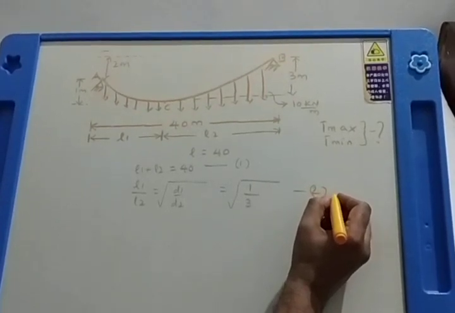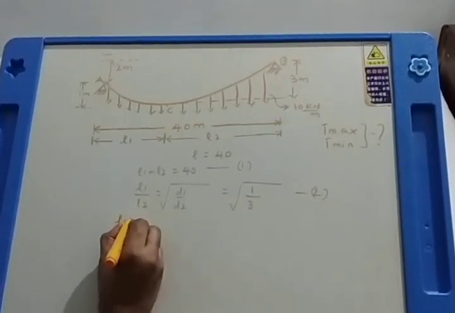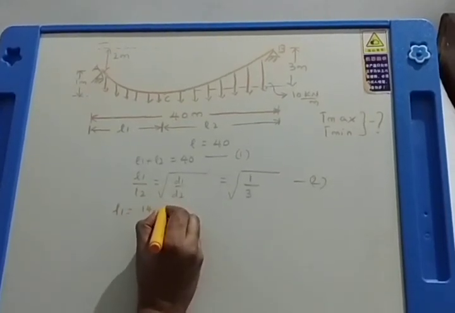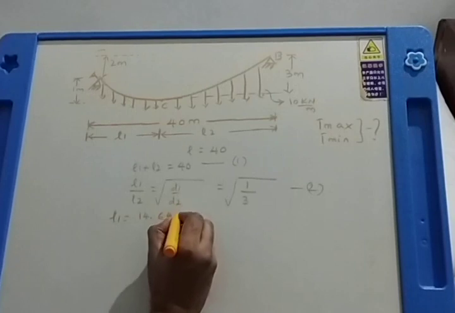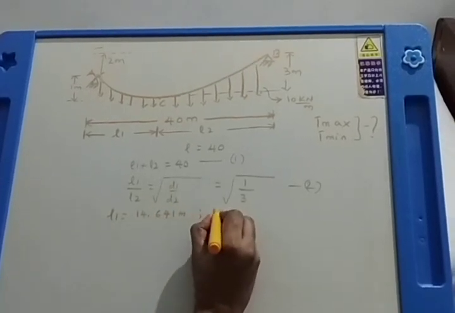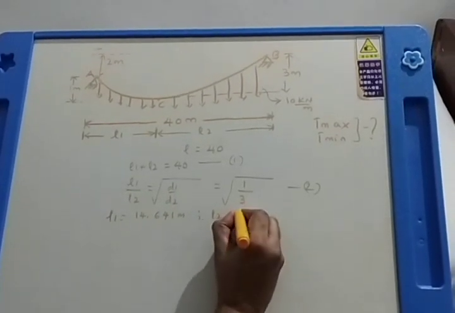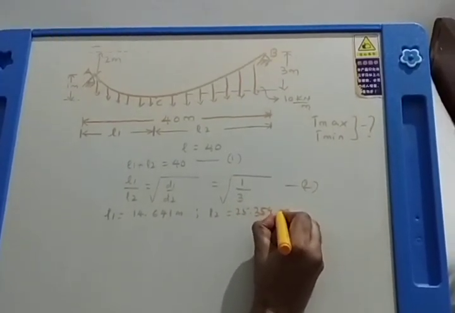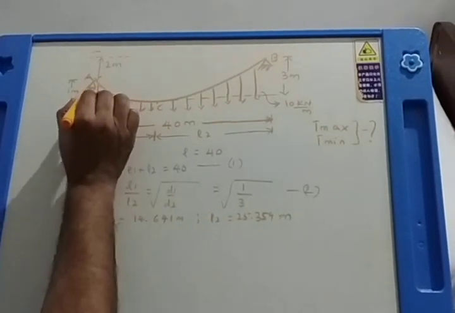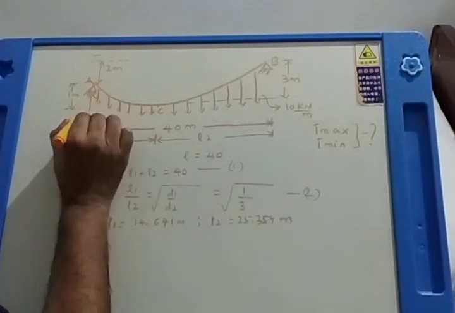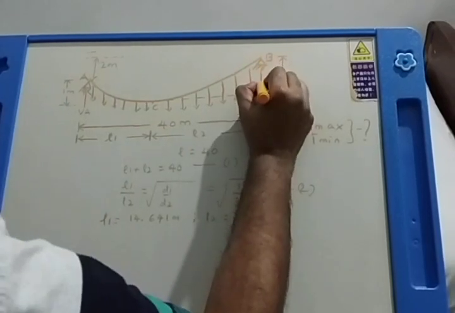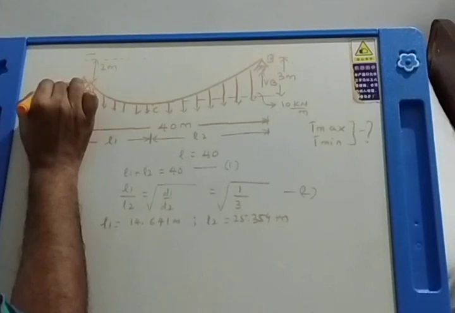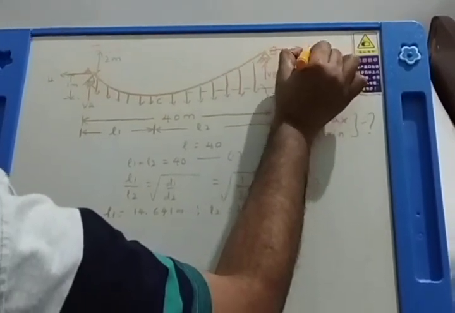When you solve these two equations, you are going to get L1 equal to 14.641 meters, whereas L2 should be greater, 25.359 meters. So we found out L1 and L2, and after that the procedure is similar to that of arches. We'll call this VA and this VB. This is the horizontal pull H, and this also is the horizontal pull H.